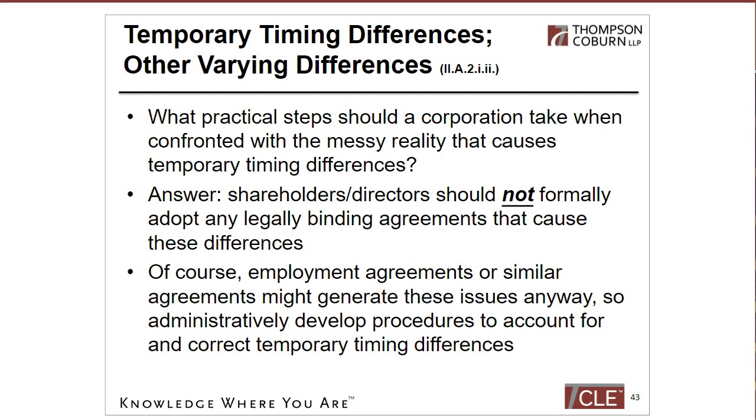Now, sometimes you're going to have some type of agreements that will generate those issues anyway. So employment agreements or similar agreements might generate them. For example, if you went into the split dollar and the split dollar was a deemed distribution, when is that split dollar payment recognized? And are you going to watch out for the timing of that split dollar payment and make a distribution at exactly the time that payment is deemed made for purposes of the split dollar rules?